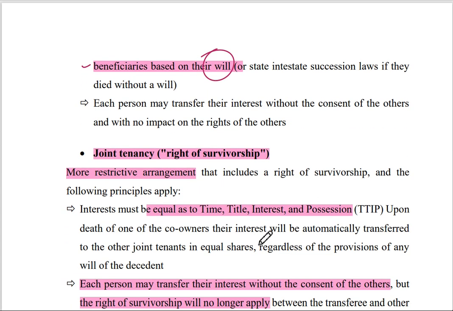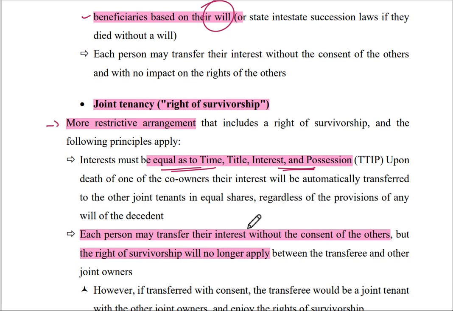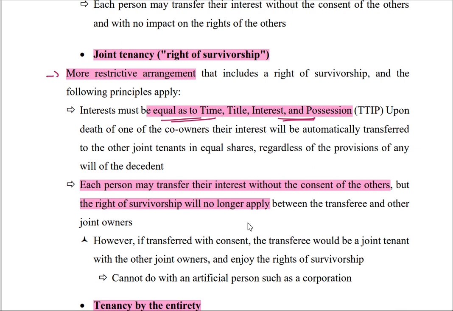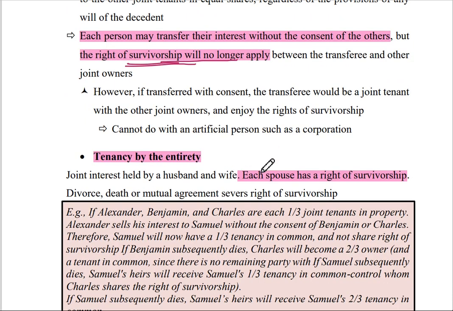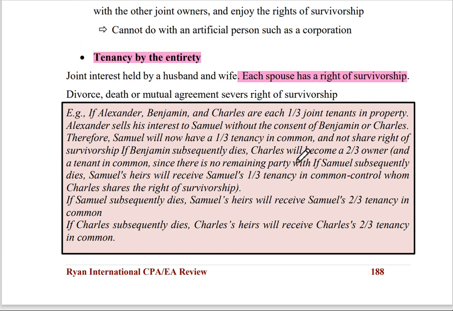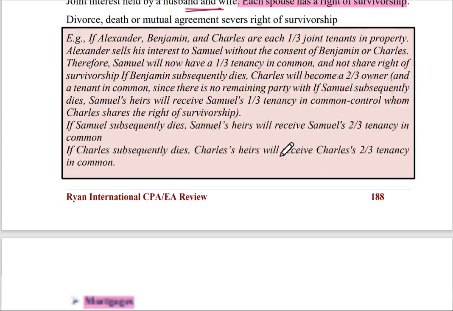Now joint tenancy is different. This is a more restrictive arrangement. There needs to be equal interest as to time, title, interest, and possession. Each person may transfer interest without the consent, but if they do so, they lose the right of survivorship. Then tenancy in entirety. Each spouse has the right of survivorship. So basically, husband and wife owning the same property. That's what we call tenancy in entirety.